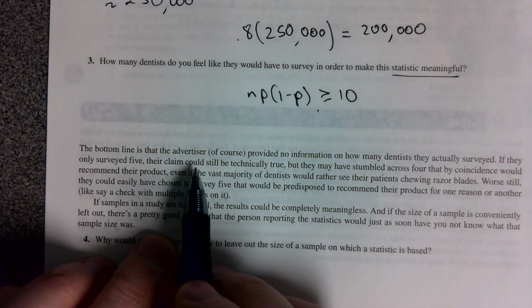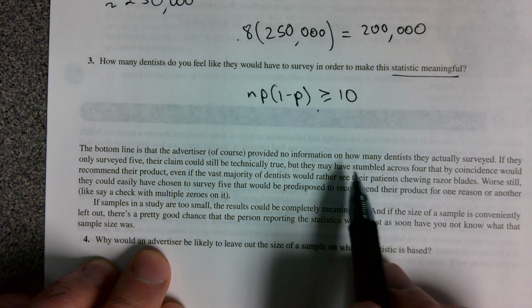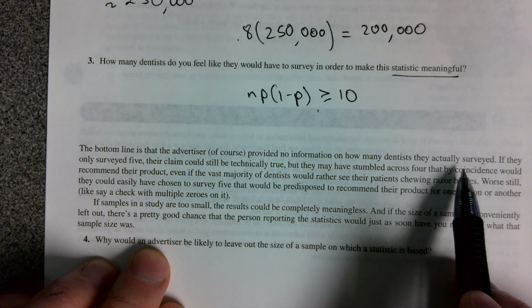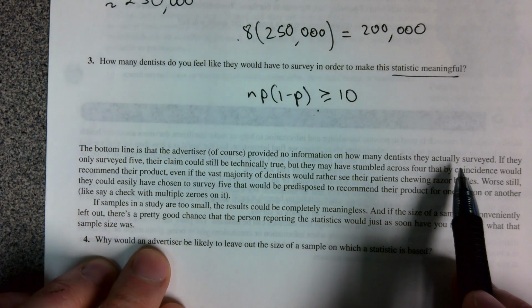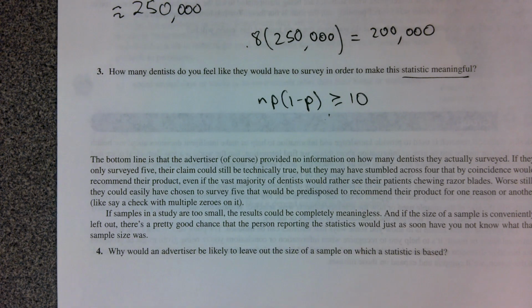So, bottom line here, as our author is pointing out, they didn't give us information on how many dentists they surveyed. They also don't give us information on how they surveyed them. Now, to be fair, that would make a pretty boring advertisement. We're trying to convince someone to buy gum, and if we go through the process of how we got to this 80%, people would tune out pretty quickly.